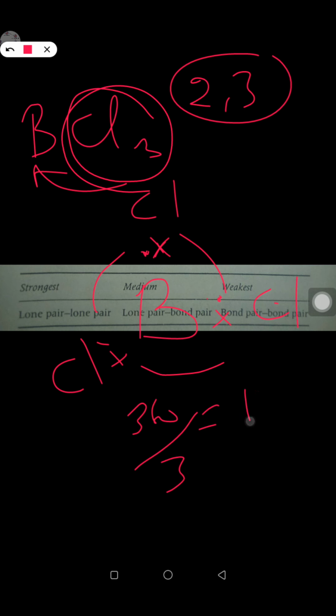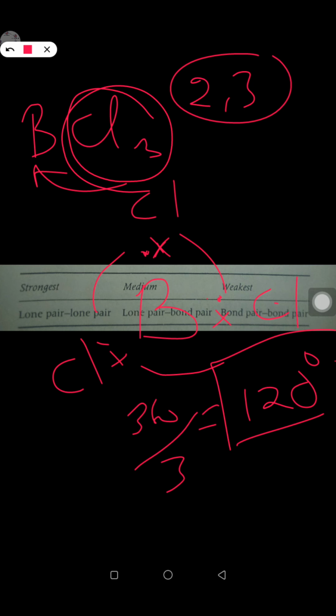And that means the shape will look something like this. The shape is equally displaced from each other. And because they are equally displaced from each other, the bond angle between them is 360 divided by 3, so that will be 120 degrees. So the bond angle between them is 120 degrees and the shape is trigonal. Okay, trigonal. The shape is trigonal.